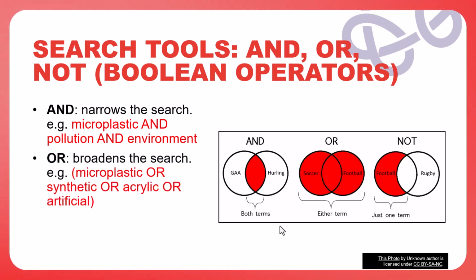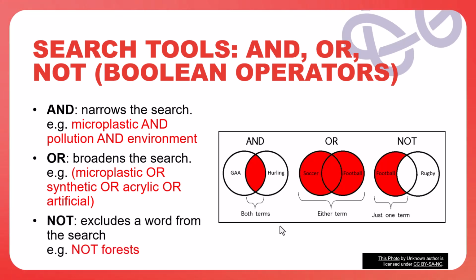Or, however, will broaden the search. We might say microplastic or synthetic or acrylic or artificial. All of those were in our synonym list for microplastic. The diagram shows that if we say soccer or football, it will show us all results that mention one or the other. Some of them will mention both, but some of them will only mention one of those terms. So it will get a wider range of results.